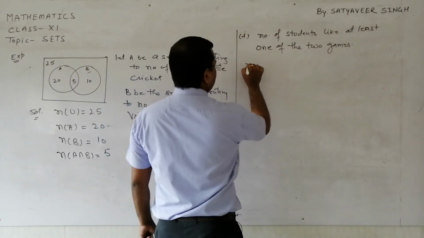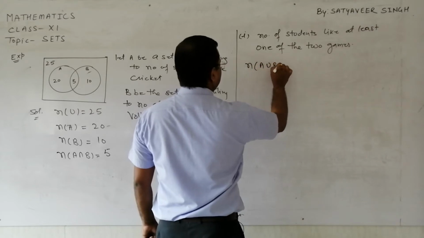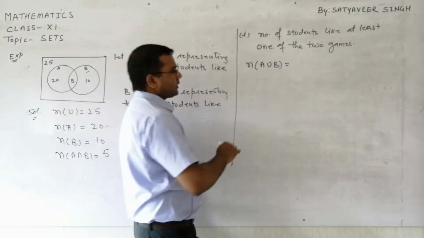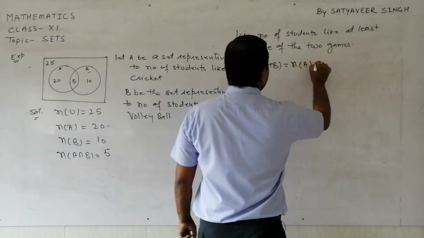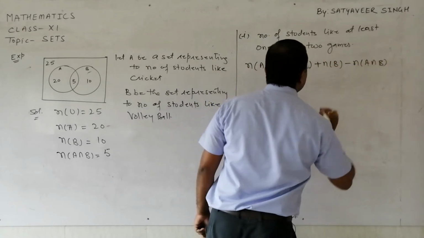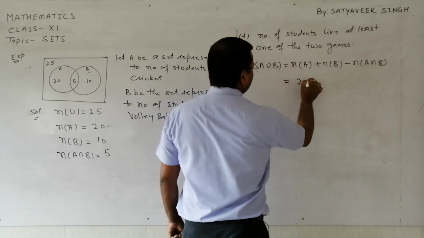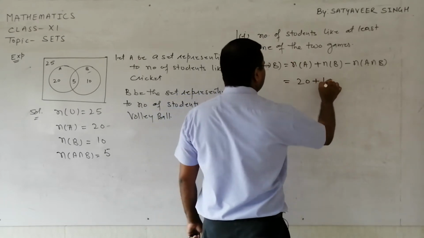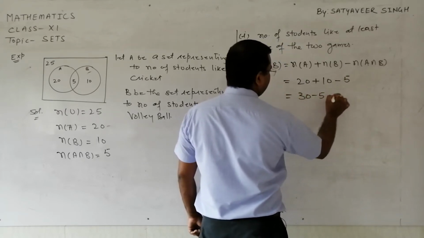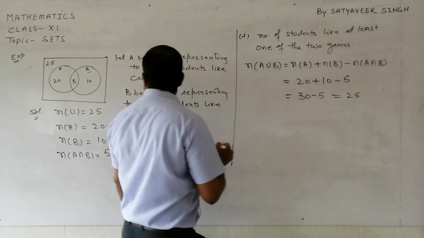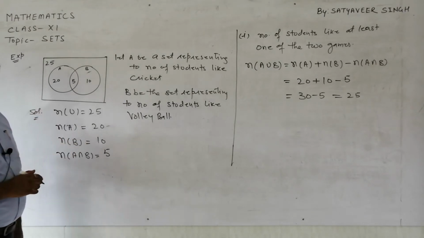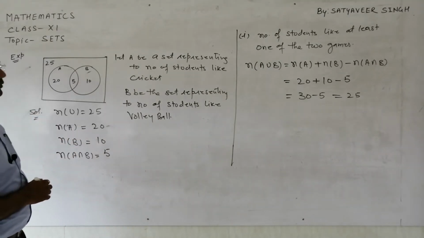See, this we can easily calculate. A union B will represent the number of students who like at least one of the two games. So it is equal to n(A) plus n(B) minus n(A intersection B). We have the number of students 20 and here it is 10, minus 5. So we got 30 minus 5, it means there are 25 students. There are total 25 students who like at least one of the two games.